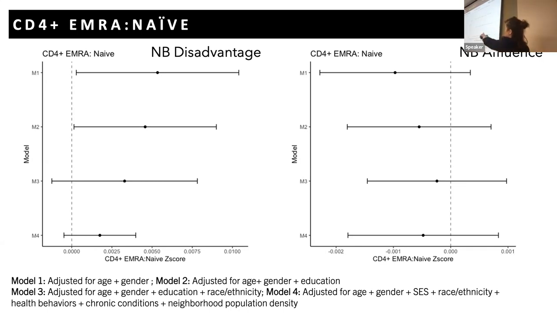So disadvantage is on the left and affluence is on the right. What we see is with each increase in neighborhood disadvantage, we see an increase in the ratio measure in the CD4 compartment. It gets attenuated in model 2, it gets attenuated to the null in model 3, and model 4 is not terribly different than model 3 as far as effect estimates. With affluence, what you would expect is increases in affluence will result in declines in the ratio measure, and you do see that, although it's very imprecise and crosses the null.